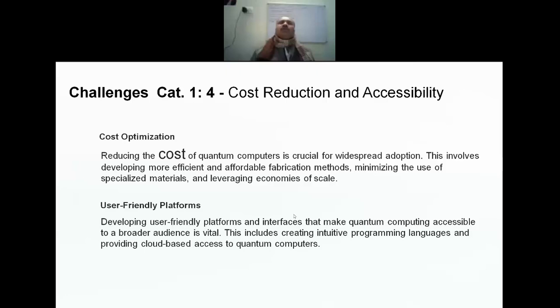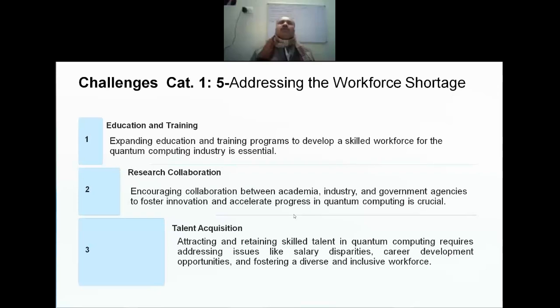Next, it is very important: addressing the workforce shortage. People working on computers or computing are not working on quantum computers, because people generally work with the help of mathematics, but not with the help of physics.